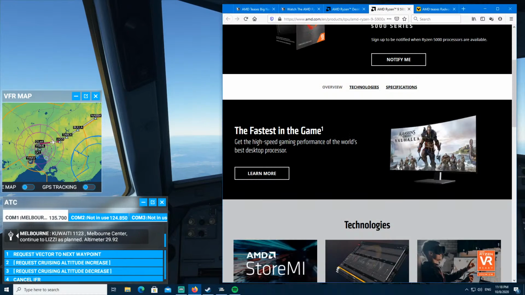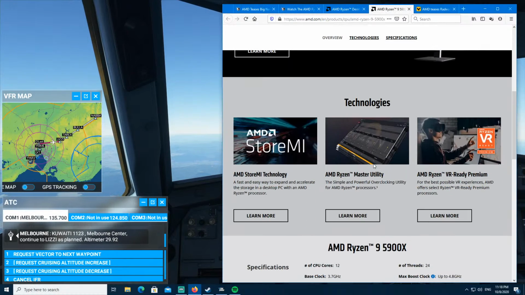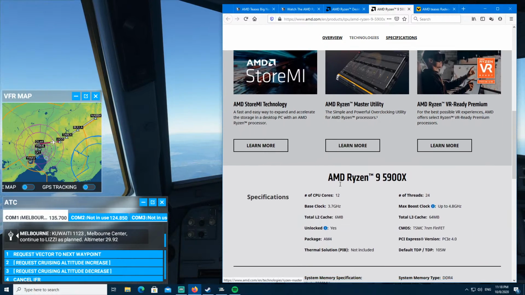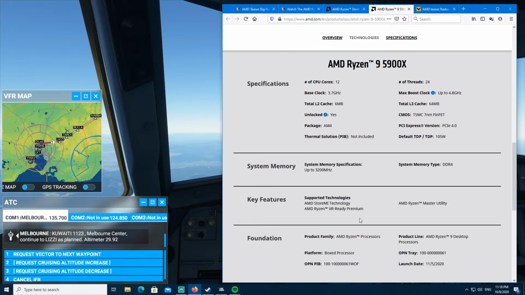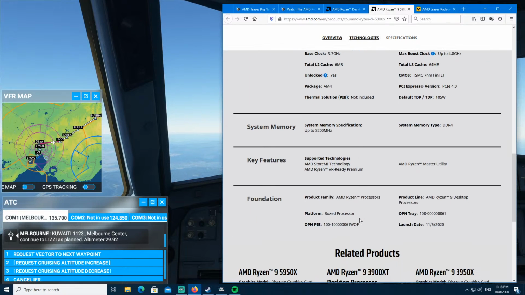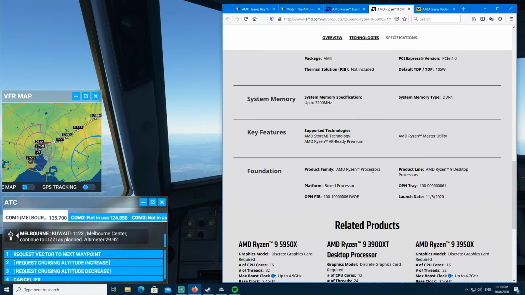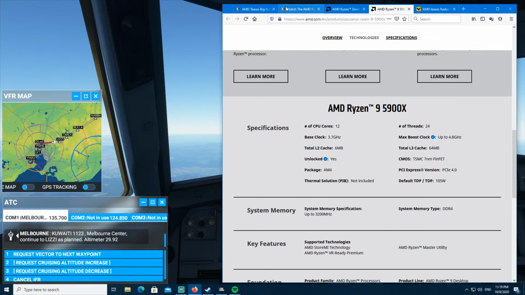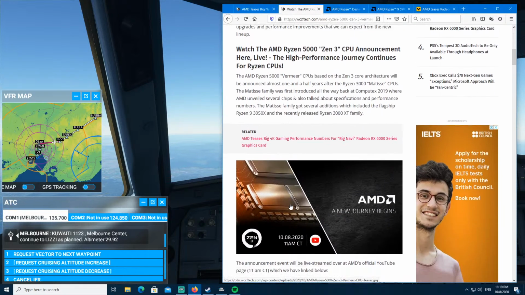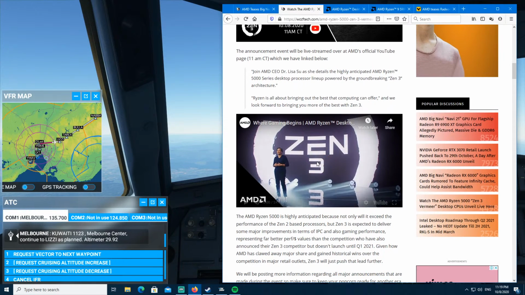Okay, let's go back to the news. What they showed us here is the specs, and then they show the price. DDR memory up to 3200 megahertz, and I think it supports PCIe 4. Yes, it does. And 7 nanometer FinFET. All the good things. Let's go to that WCCF Tech here. Take a look at the video.